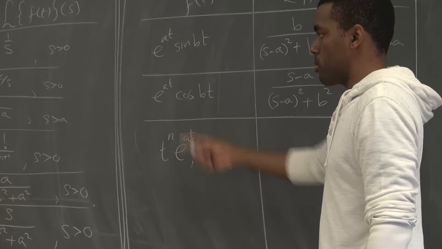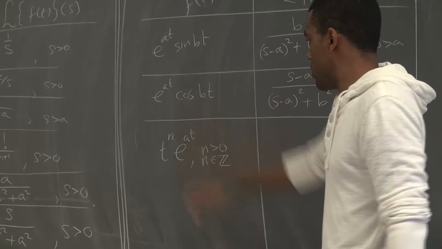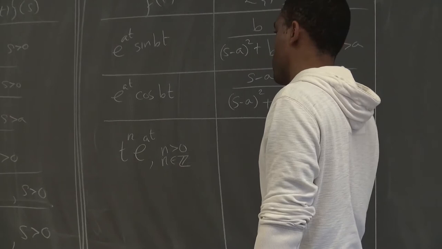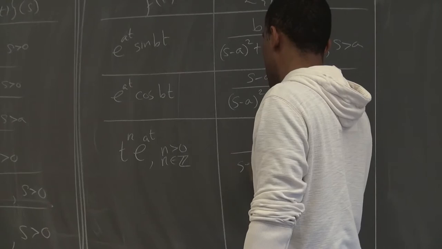I'm shifting by a because the a is in the e to the at. Got it. How do you think this is going to change it? I have t to the n. I know t to the n gives me this. So what do I expect t to the n times e to the at to give me? S minus a on the bottom, n plus 1, and on the top, the n factorial.